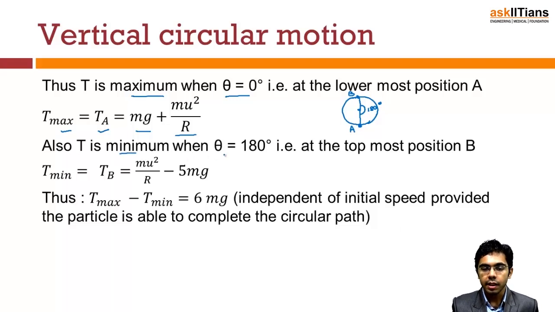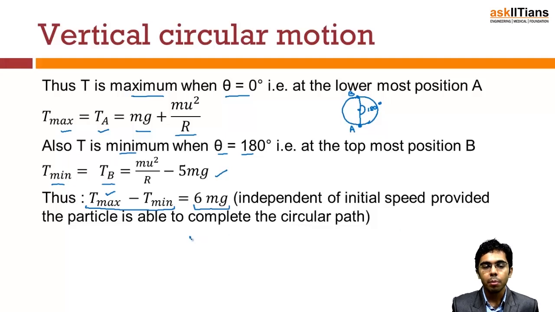After substituting theta equals 180 degrees, we get tension minimum at B as mu square divided by r minus 5 mg. Therefore, if we take the difference between the maximum and the minimum tension, T maximum minus T minimum, we get 6 mg. That means it is independent of the initial speed, provided the particle is able to complete the circular path.